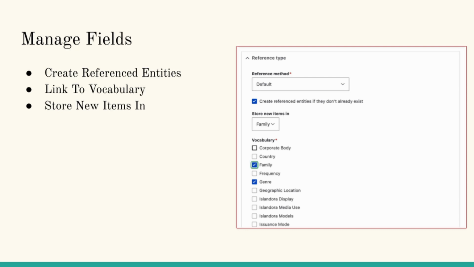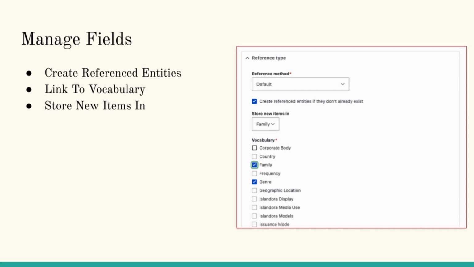Then below that, you'll see the vocabularies, and this will list all the taxonomies that are available to you, and you can select one or more vocabularies to connect to that field. So by default, this was connected to the genre field, but as an example, I could connect it to the family taxonomy if I wanted to. And if I do connect it to more than one, then this store new items in option shows up, and that is where I select which one I would want new terms created into. So if I did have genre and family connected to the genre field, and I wanted to be able to add new terms in it, with this setting, those new terms would be added to the family taxonomy rather than the genre taxonomy.